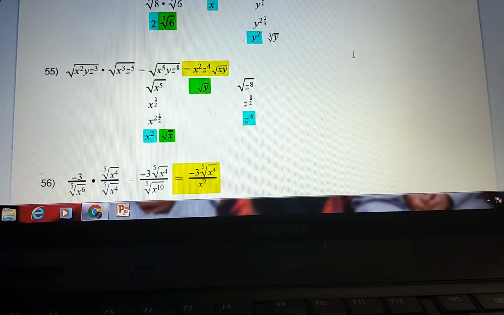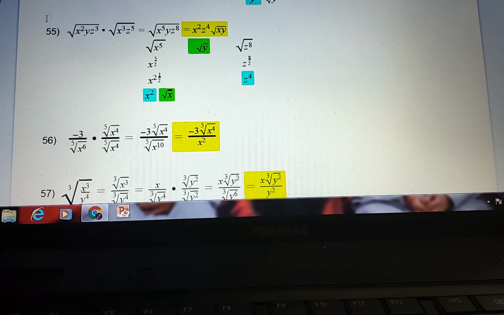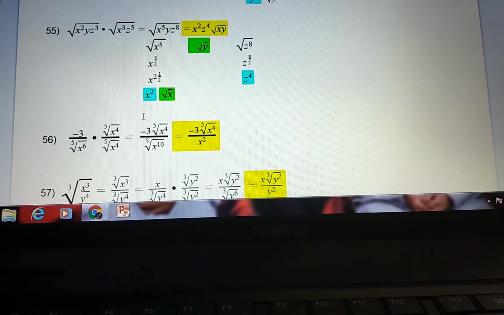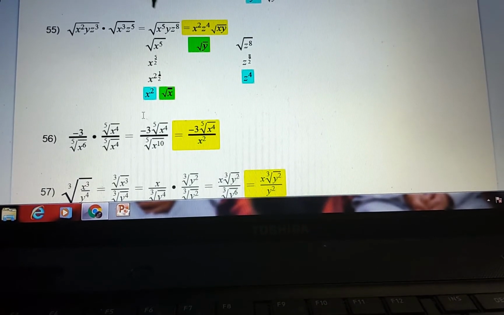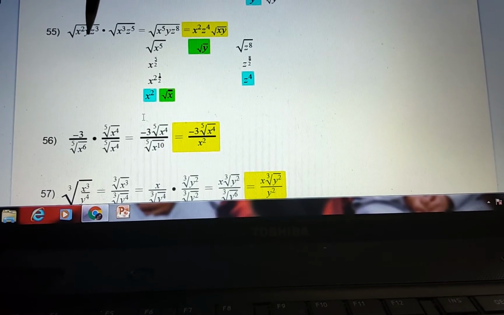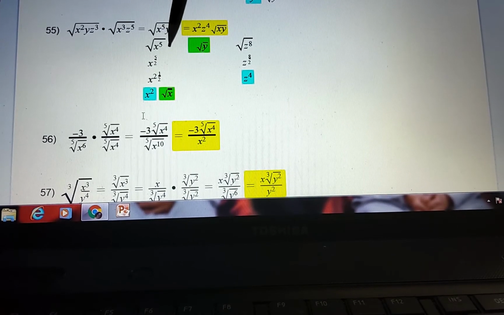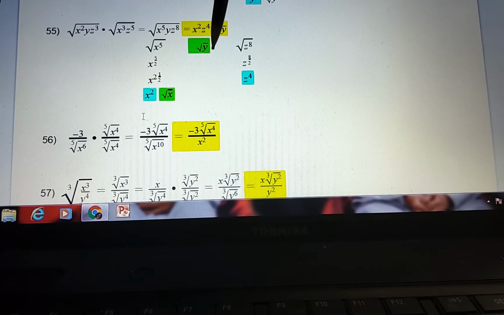Okay, number 55 is the same type of problem. I have to multiply first. So x squared times x cubed is x to the 5th. Y times no y over here is just y. Z cubed times z to the 5th is z to the 8th. Split them up. Square root of x to the 5th, square root of y, square root of z to the 8th.